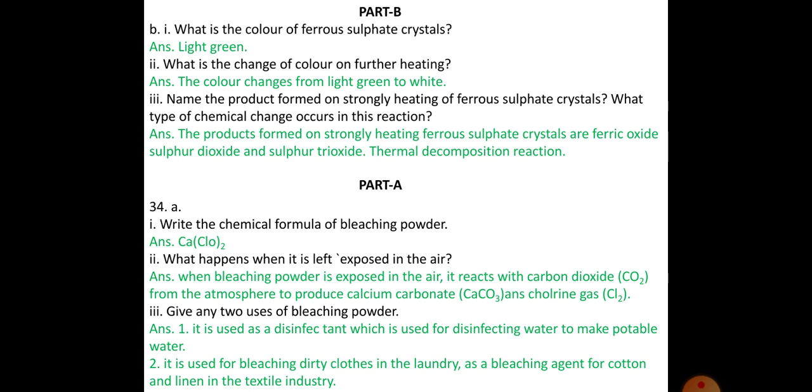Give any two uses of bleaching powder. It is used as a disinfectant, for disinfecting water to make potable water. It is used for bleaching dirty clothes in the laundry, and as a bleaching agent for cotton and linen in the textile industry.